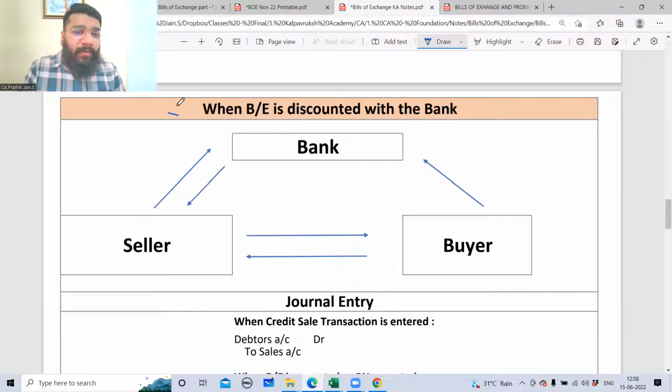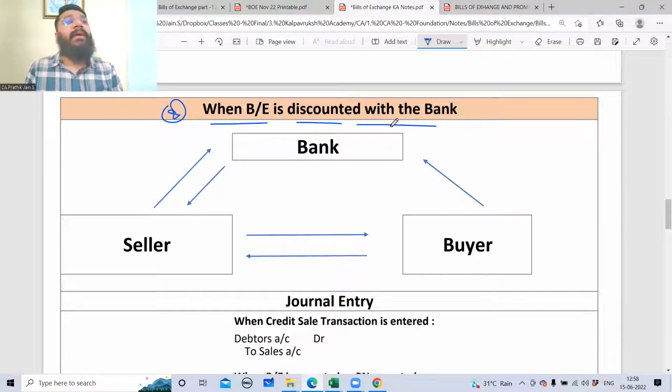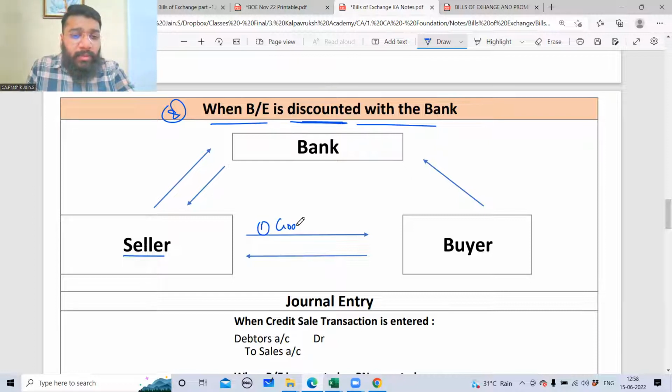Second case is when the bill is discounted with bank. And here we are going to solve a question where on the maturity date, the bill has been honored. So this is case 2. When bill of exchange is discounted with bank, this means what? Seller sells the goods to the buyer. Second, seller will issue a bill of exchange to the buyer. In return, bill of exchange is getting accepted and it is being sent to the seller. This is the normal procedure.